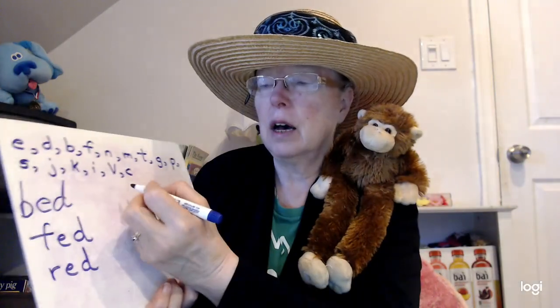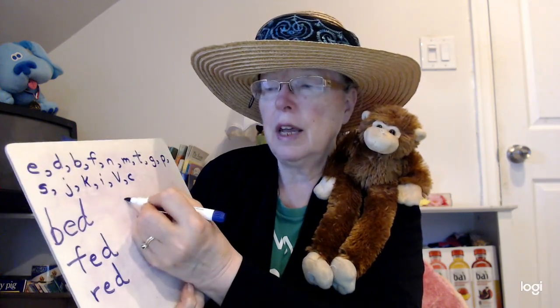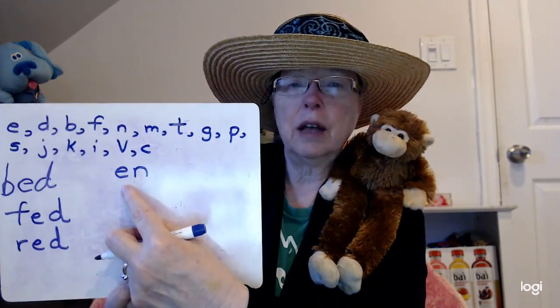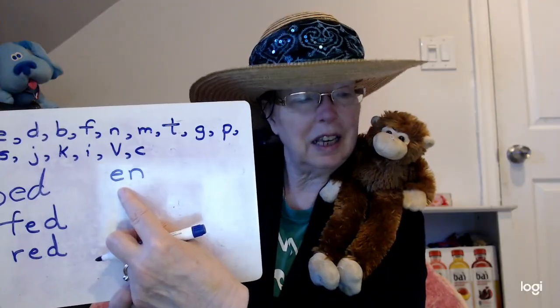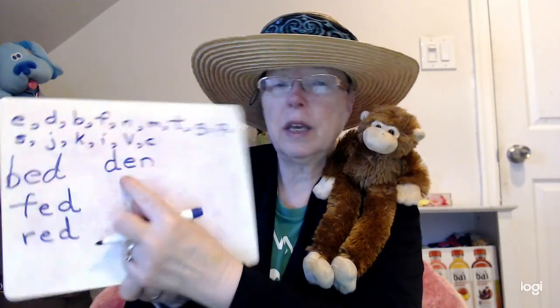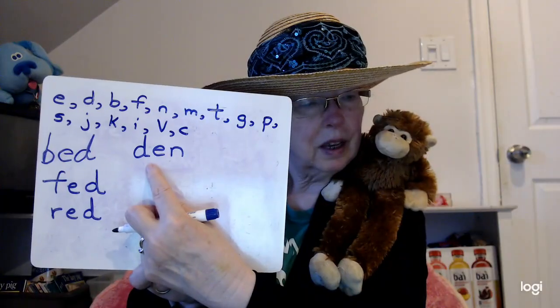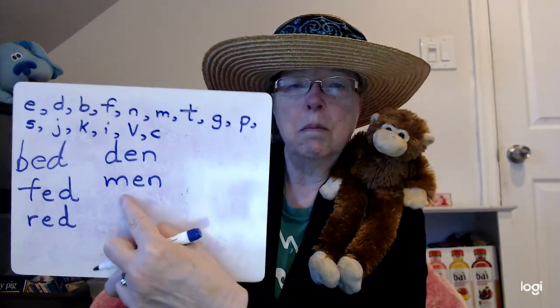All right, now, instead of having a D at the end, we're going to have an N. So we're going to have E-N, which is pronounced what? How do you pronounce it? En. Let's add a D, and we get den. All right, and let's take away the D, replace it with an M, and we have men.